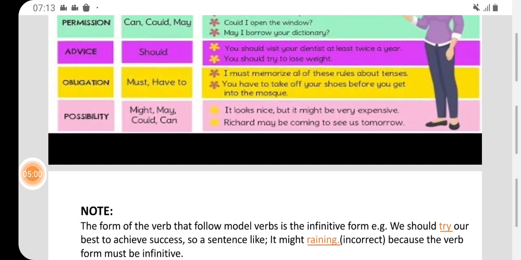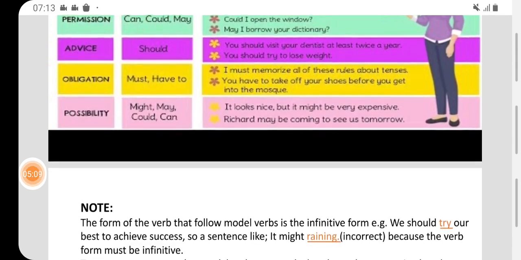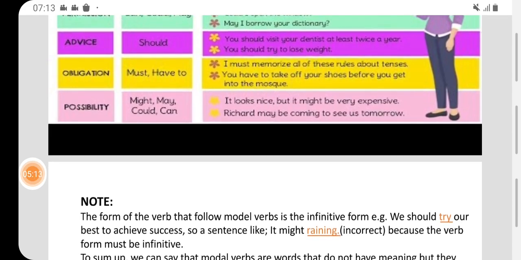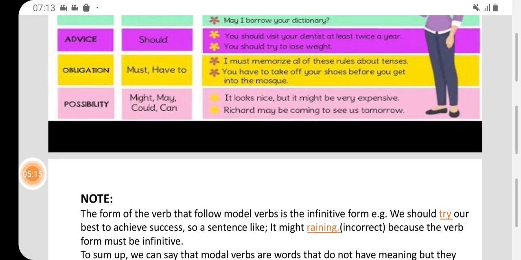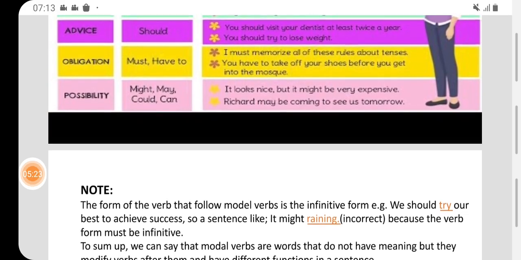Look at this example. I can say Richard may come to see us tomorrow, following the infinitive after the modals, or I can insert be. Richard may be, and then after be, I put the verb with ing. Like, I may be doing my homework tonight.